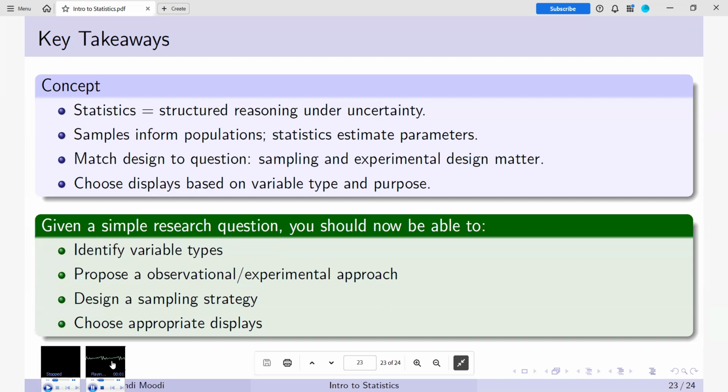These fundamentals power everything else we'll do: description, probability, and inference. It's like learning kitchen basics, knife skills before soufflé, unless you enjoy chaos and confusion.